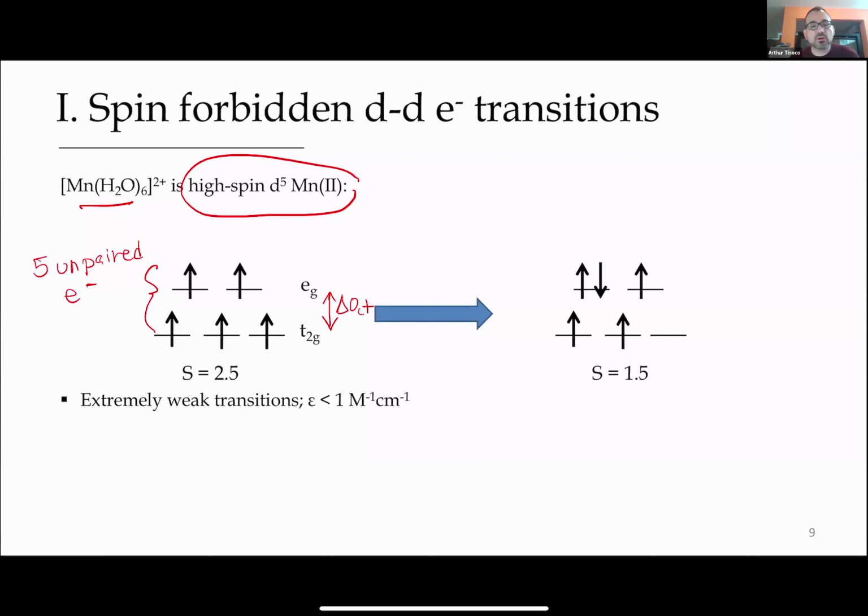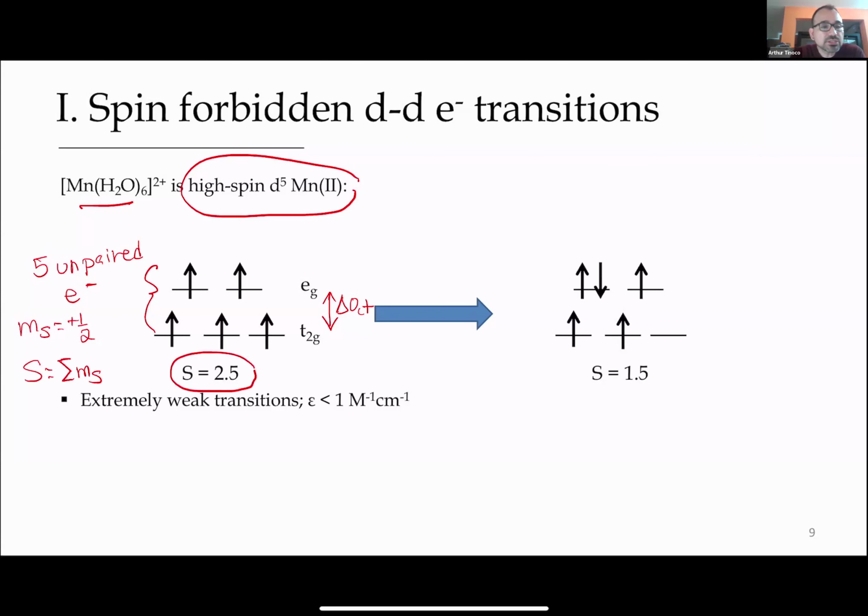Okay, so all 5 of these unpaired electrons are spin up, right? So each individual one will have an ms of plus 1/2. And in order for us to determine the overall spin of the system, it will be the summation of all the spin values. Well, here we have an overall spin of S equals 2.5.